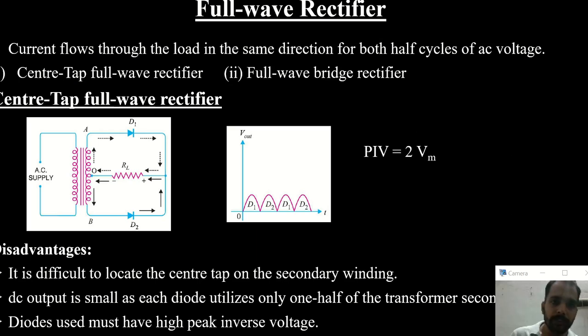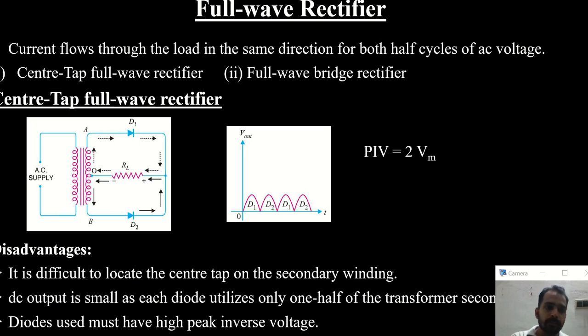In the last lecture we discussed the half wave rectifier and the calculation of its efficiency. Now we are going to discuss the full wave rectifier. One of the main disadvantages of the half wave rectifier is that we get output only during the positive half cycle, and the negative half cycle is completely cut off.